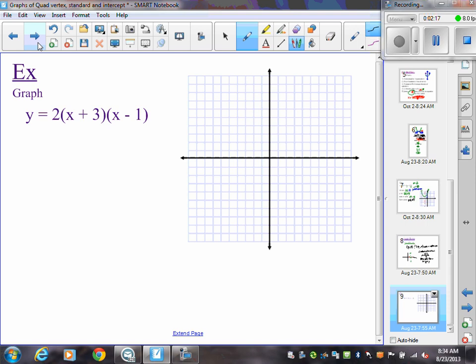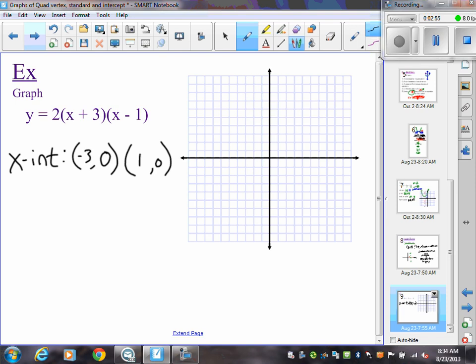So here's a problem we're going to look at. y equals 2 times the quantity x plus 3 times the quantity x minus 1. Based on this information, I can instantly tell you my x-intercepts. I have two x-intercepts because there are two values being multiplied together. Since it says x plus 3, when finding x-intercepts, y is 0. It's the opposite sign, so it's negative 3, 0. And it says x minus 1. Again, y is 0, and it's the opposite sign, so that's positive 1.